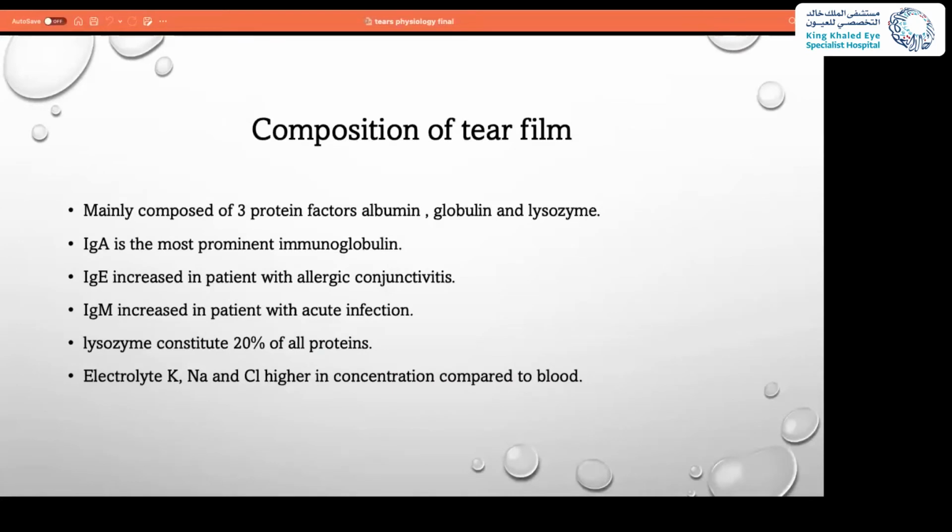About the composition of tear film, it's mainly composed of three protein factors: albumin, globulin, and lysozyme. Immunoglobulin A is the most prominent immunoglobulin, while immunoglobulin E increases in patients with allergic conjunctivitis. Immunoglobulin M increases in patients with acute infection. Lysozyme constitutes 20% of all proteins, and it has the highest concentration compared to blood components. Electrolytes, including potassium, sodium, and chloride, have a higher concentration in tear film compared to blood.